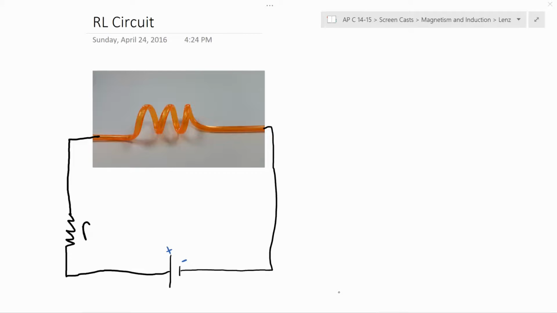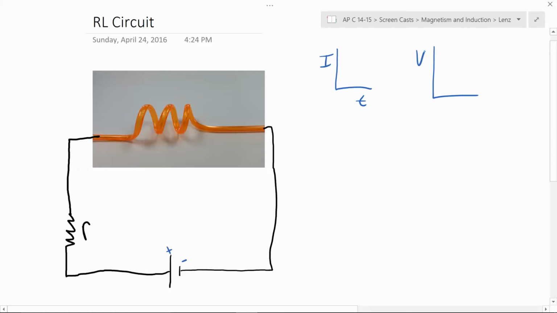This is an important circuit. At first, I'm just going to convince you qualitatively what happens to the current and the voltage, and then we'll actually derive it. On most APC problems, frankly, you don't need to derive it, but it's useful to know what the current versus time looks like in this graph and what the voltage across that inductor looks like versus time.